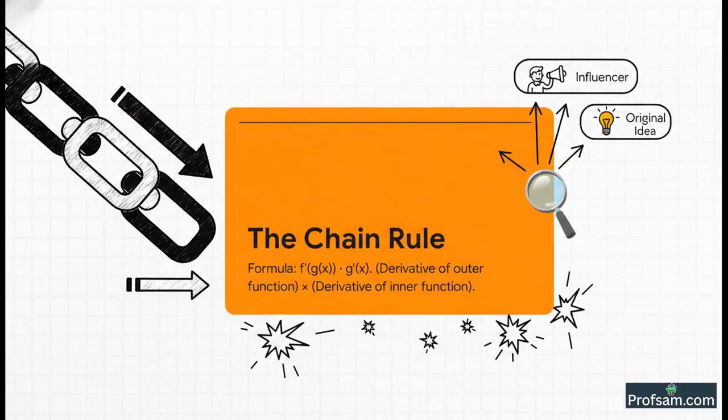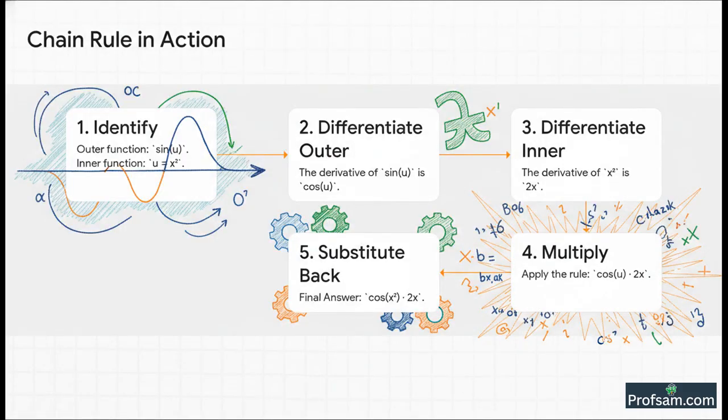And here it is, the formal chain rule. It just says that the derivative of the whole nested function is the derivative of the outer function, that's our influencer, multiplied by the derivative of the inner function, that's our original idea. See how one triggers the next? It's like a chain reaction. Let's actually apply this to sine of x squared. It's a simple step-by-step process.